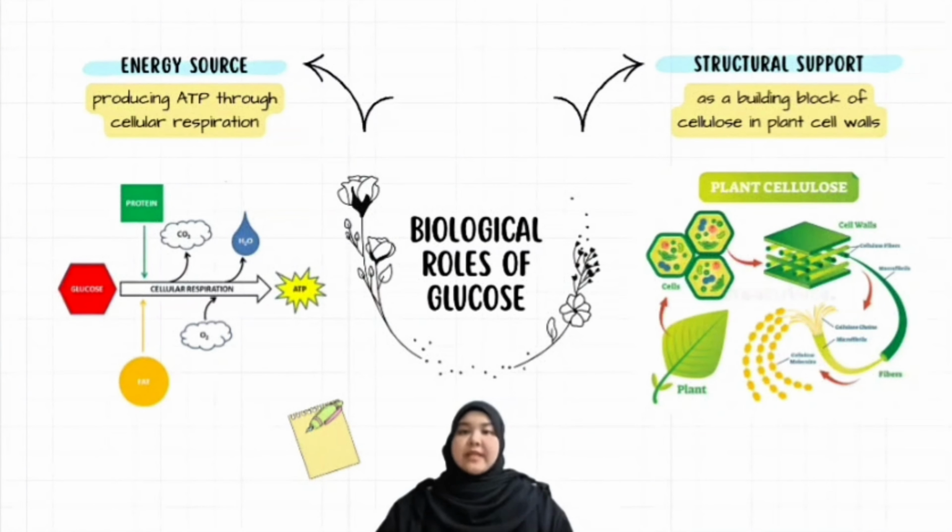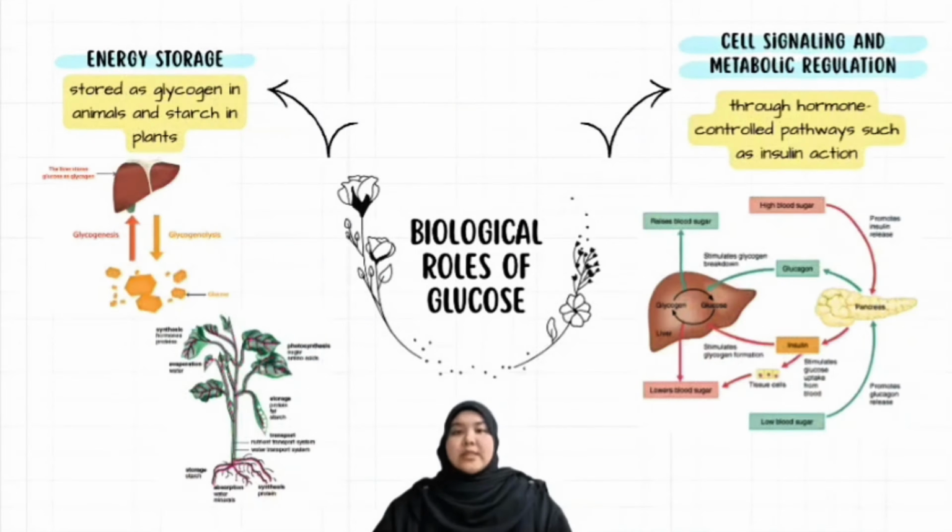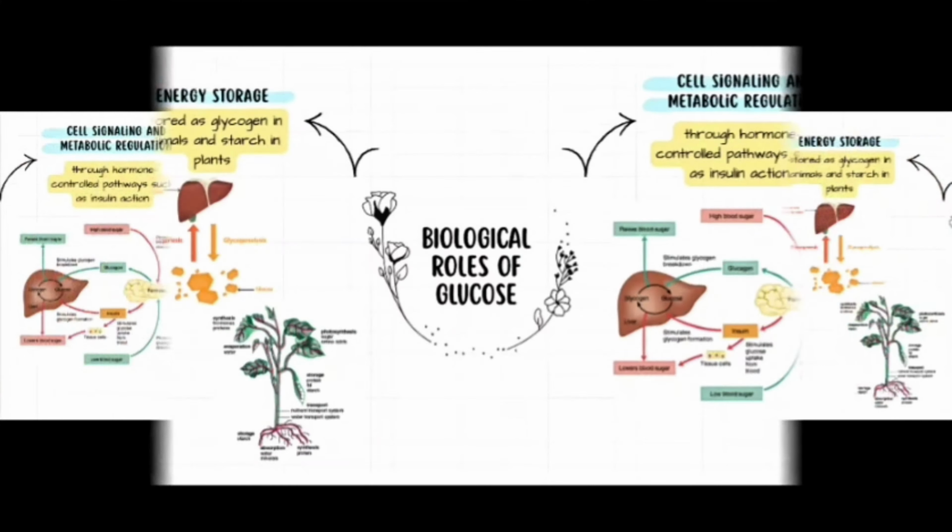Glucose is the main source of energy for cells. During cellular respiration, it is broken down to produce ATP, which powers cellular activities. Glucose also plays a structural role as it is a building block of cellulose, which forms plant cell walls. In animals, glucose is stored as glycogen, mainly in the liver, while in plants, it is stored as starch. In addition, glucose is involved in cell signaling and metabolic regulation.